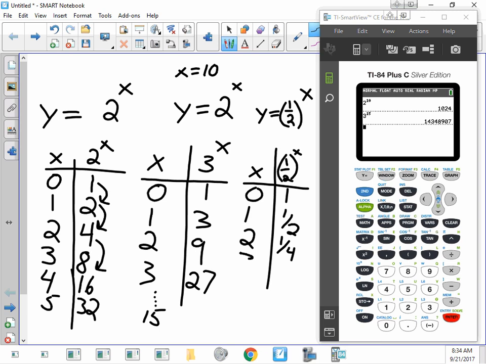What about 3? Not 6. It would be 2 times 2 times 2 in the denominator. 1/8. Do you notice a pattern? Is it similar to something else? It's the same as this one, except it's upside down. So what would x equals 4 give me? 1/16. And x equals 5 would be 1/32.